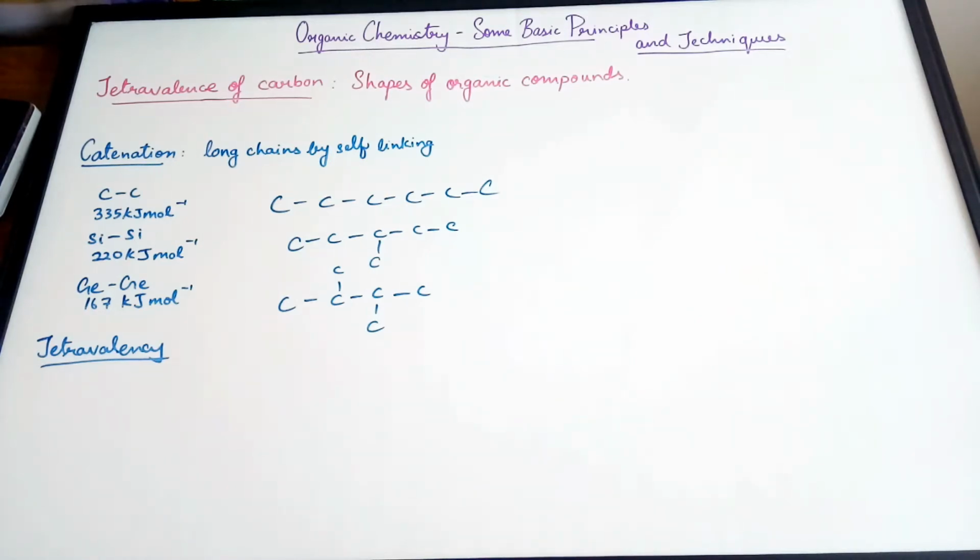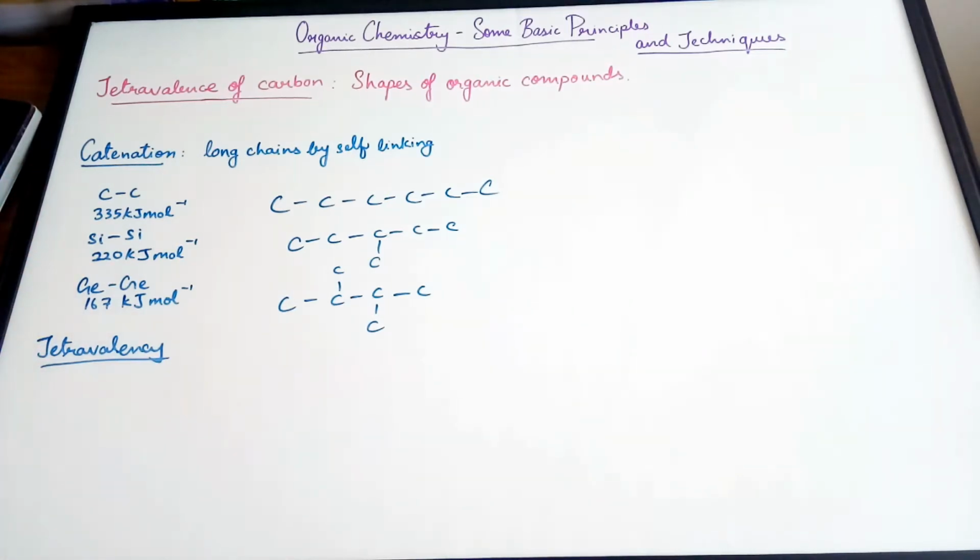So this property, that is catenation, can also be explained by the fact that the amount of energy required to break the carbon-carbon bond is 335 kilojoules per mole, whereas for silicon it's 220 kilojoules per mole, and for germanium it's 167 kilojoules per mole. So the amount of energy required to break the bond between two carbon atoms is quite high.